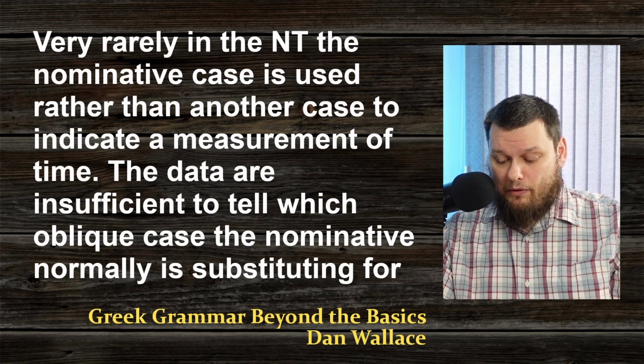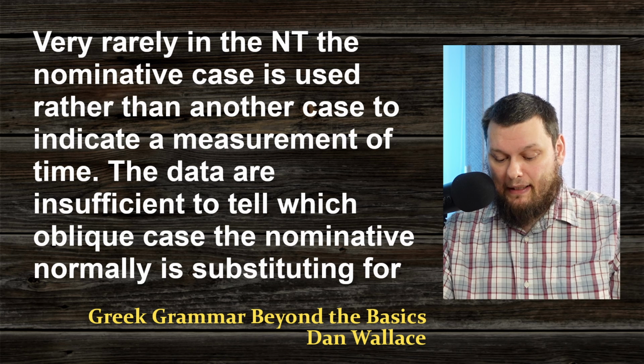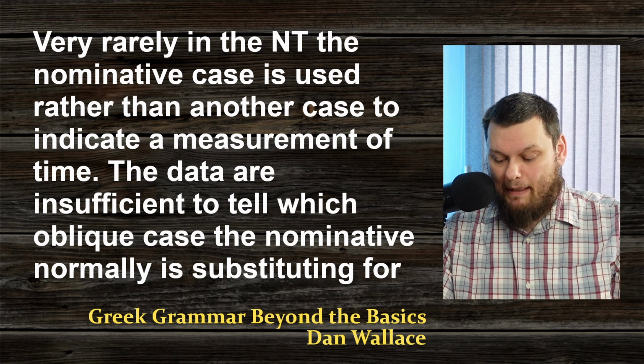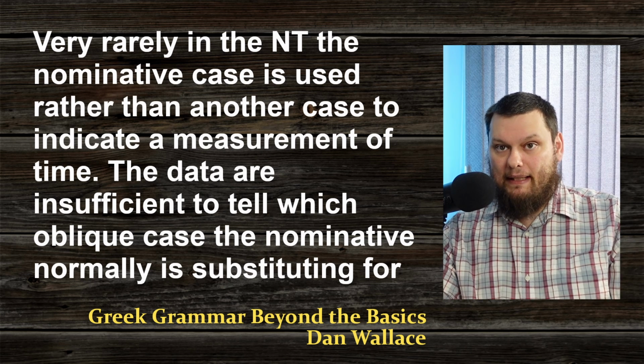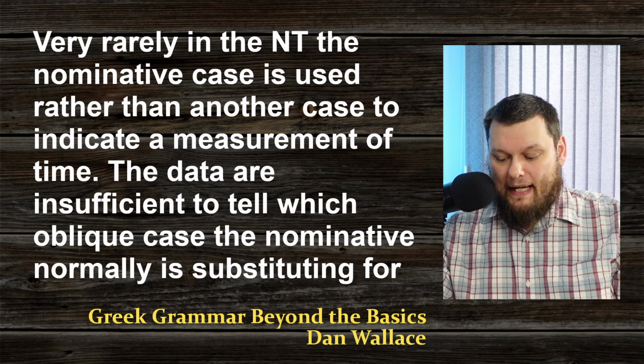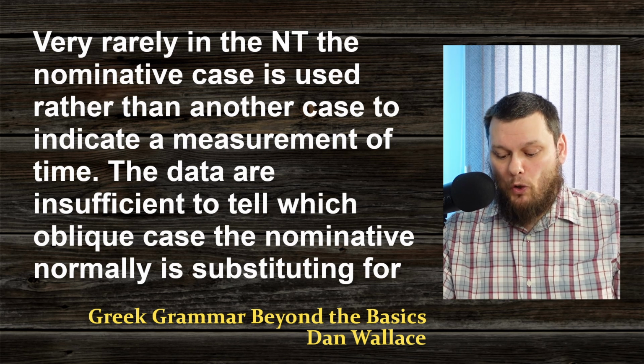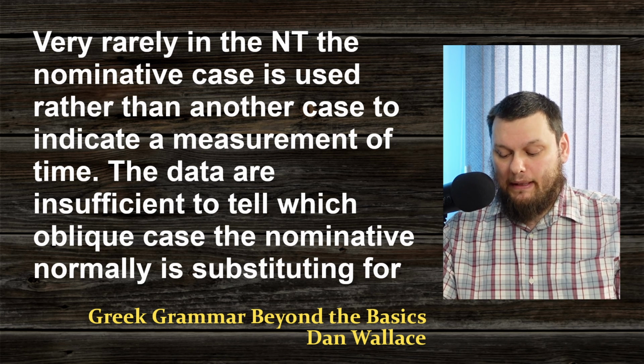It says, "Very rarely in the New Testament, the nominative case is used rather than another case to indicate the measurement of time." Okay, we're talking about the use of extent of time, right? So in this case, the extent of 3 days the crowd followed Jesus. "The data are insufficient to tell which oblique case the nominative normally is substituting for." So which case is it referencing? Is it the extent of time, like the accusative? Is it a specific point in time, like the dative case, or kind of time, like the genitive case? There seems to be a little bit of uncertainty.